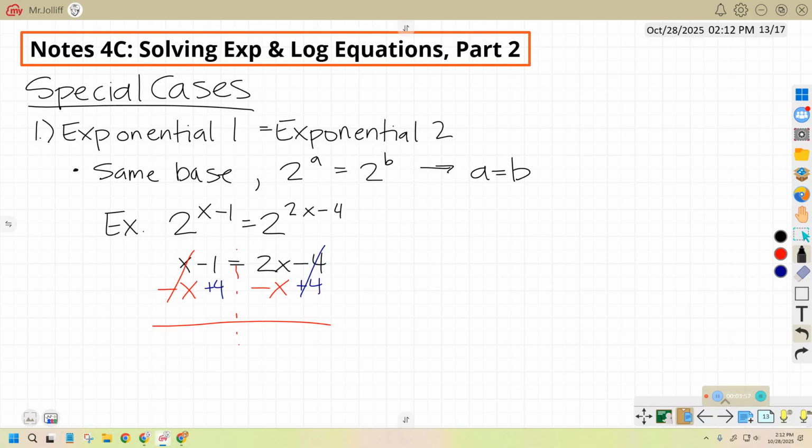On the left, negative 1 plus 4 is 3. 2x minus x is x. So x equals 3 is a solution to that equation. And we should check that it makes sense. If we plug x equals 3 in, what is 3 minus 1? 2. So this is 2 squared, which is 4. On this side, 2 times 3 is 6. 6 minus 4 is 2, which is 2 squared, which is 4. So this checks out. X equals 3 is my answer.